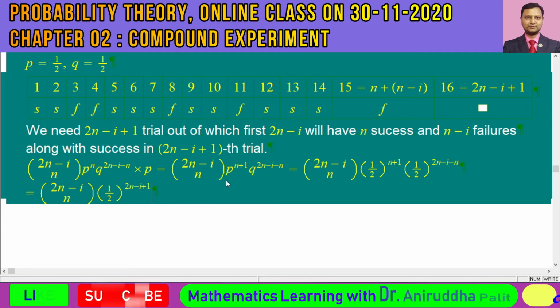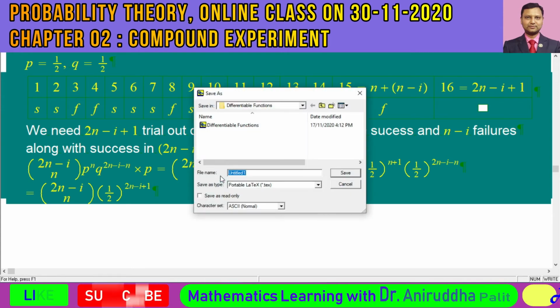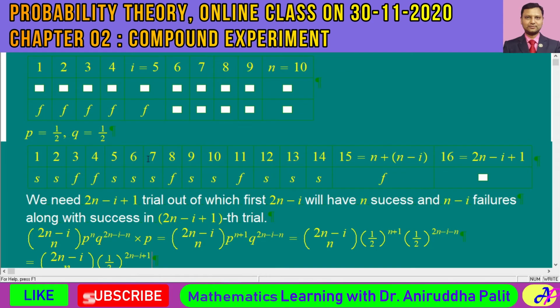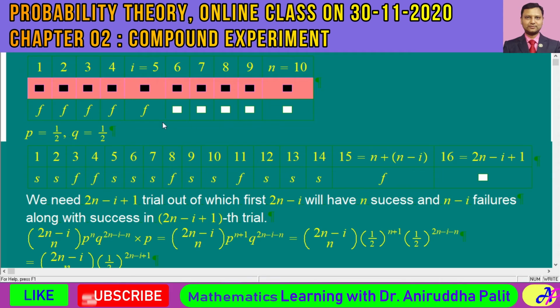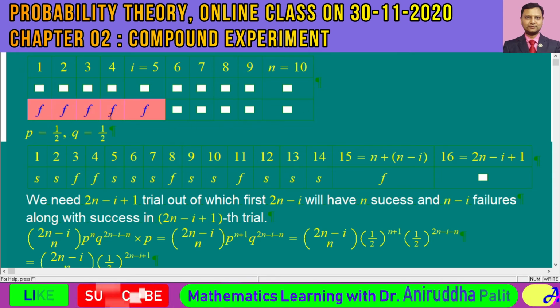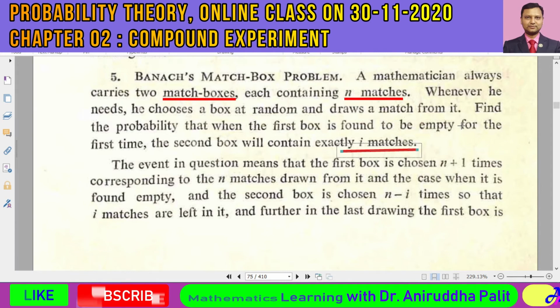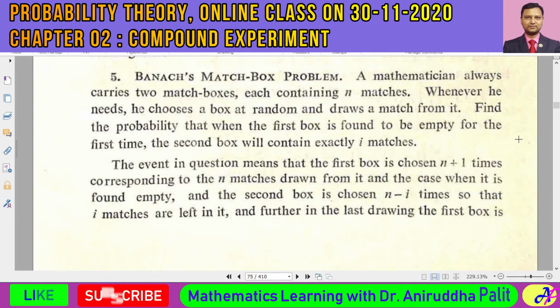So this is the probability of the fact that whenever the mathematician finds the first box empty for the first time, we will have i matches left in the second box. Now, is it clear? Does everyone understand? Does anyone have any question? Do you have any question? No question.